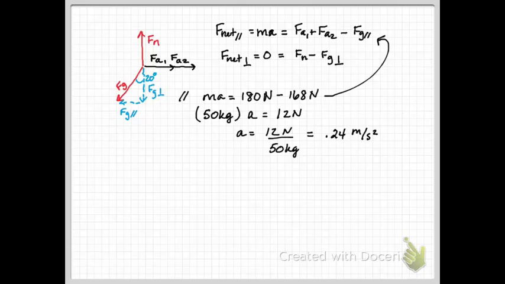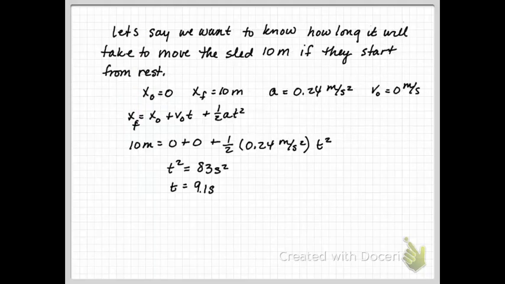You may end up not having all these parts. You might have to go through two equations and two unknowns, but you do have two equations, so you could do a two-equation, two-unknown scenario. The other thing you might be asked to find is something with kinematics. So now that we know the acceleration, let's find out how long it's going to take them to move the sled 10 meters if they start from rest.